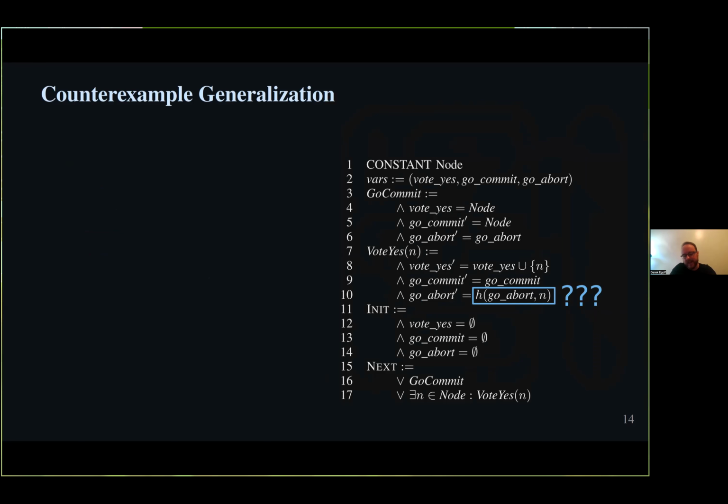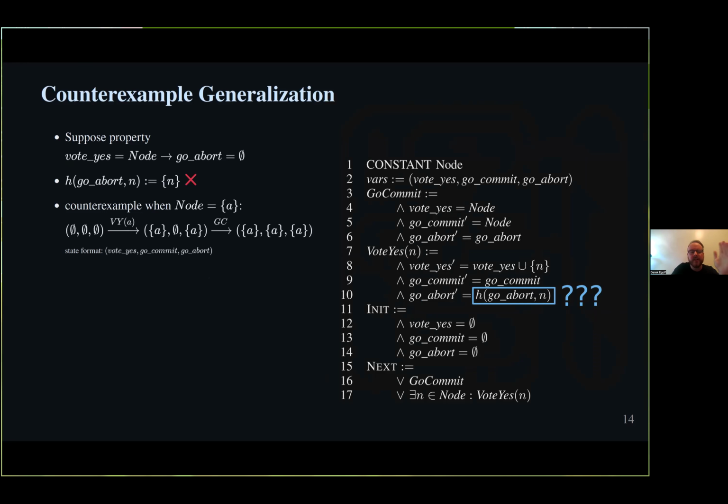So we'll do this by example. Suppose we have this property that we've seen before, and we have our running example that we've seen on the right. And let's say that we picked this interpretation for H as the completion, and it generates this counterexample. So I think the first thing to notice here is that we don't control any of the actions except the vote yes action. And within the vote yes action, the only thing that we have any control over is the hole H.